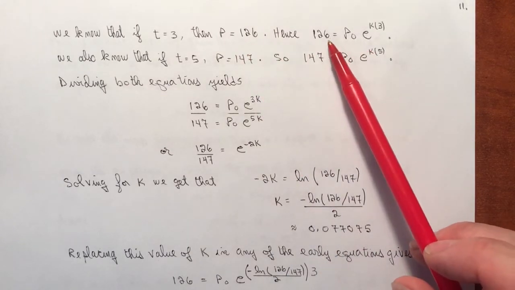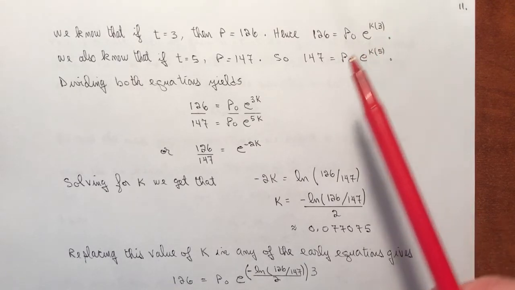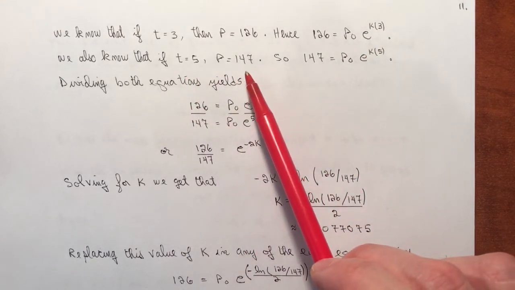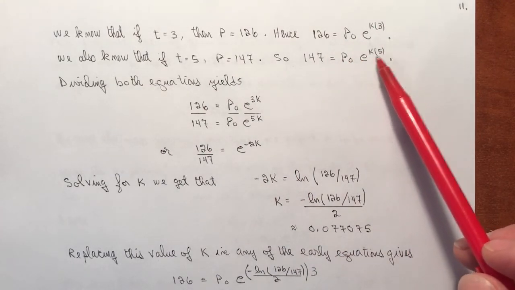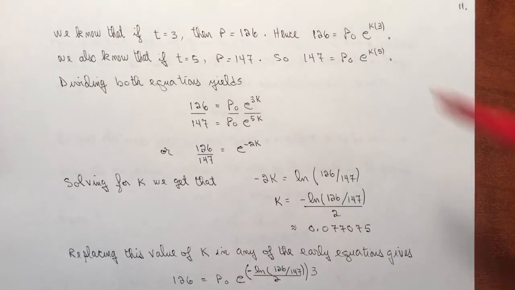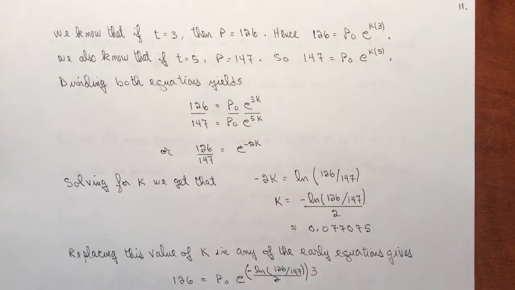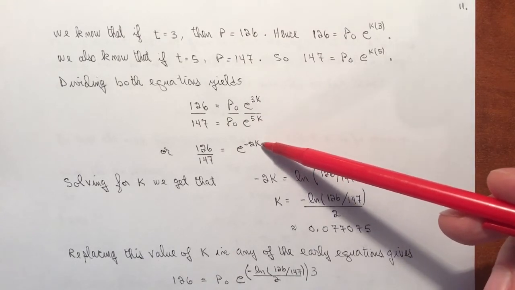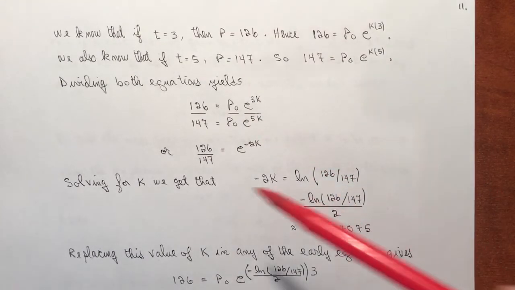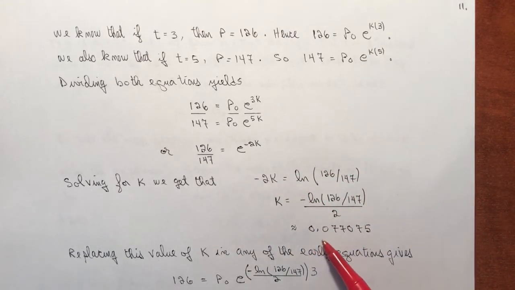So we put that into the model. P is 126, P0 is unknown, and t is 3. We also know that when t is 5, P is 147. So once again, 147 is equal to P0 e to the 5k. The best way to solve that is to divide these two equations. Why? Because the P0s will cancel if we do that. So we divide, and we get e to the 3k over e to the 5k. So 3k minus 5k is minus 2k. We take the ln on each side, we divide by -2, and we get 0.077075. That is our constant.